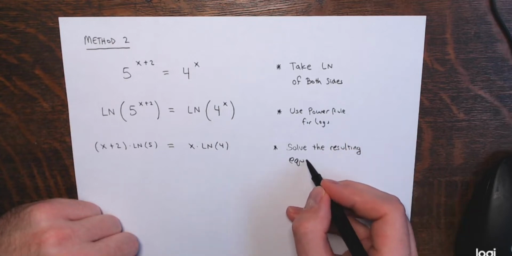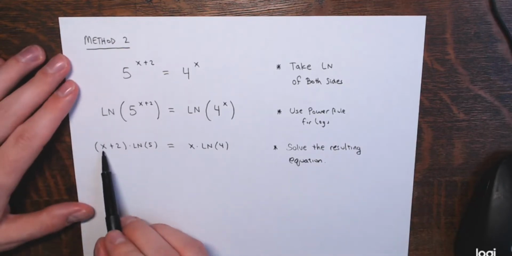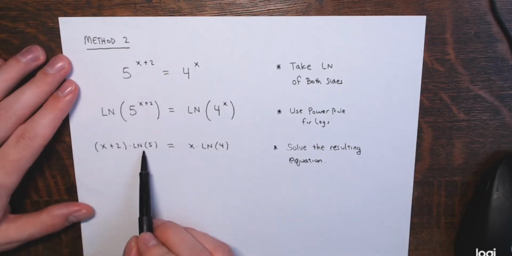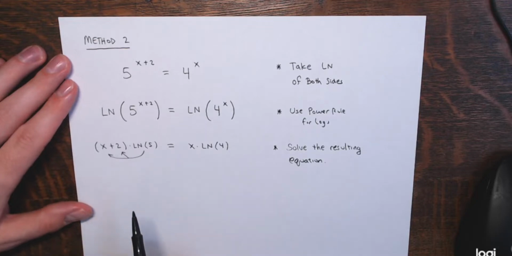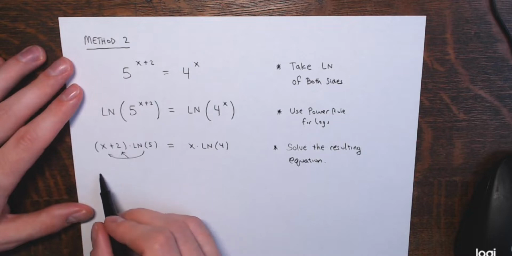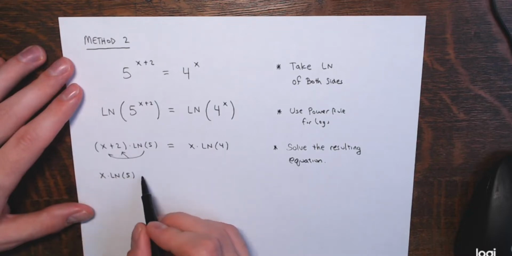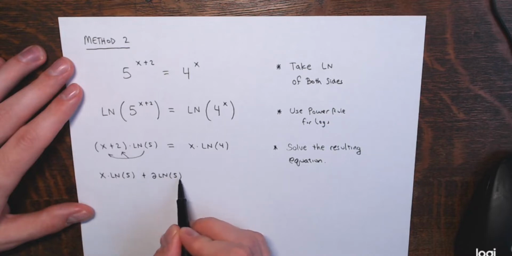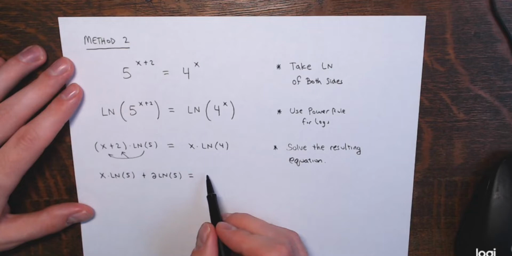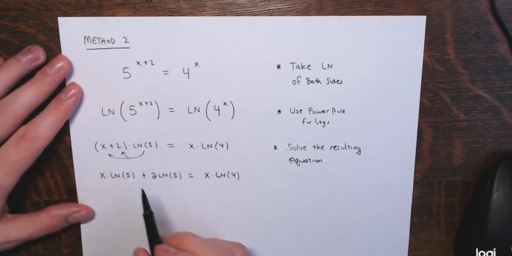Right. And again, I think this gets tricky for people, but over here, the quantity x plus 2 times natural log of 5, I've got to distribute the natural log of 5. So we have x times the natural log of 5 plus 2 times the natural log of 5 equals, and then over here is still just x times the natural log of 4, right? All I did was use the distributive property to clear the parentheses.